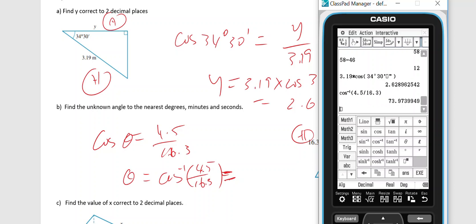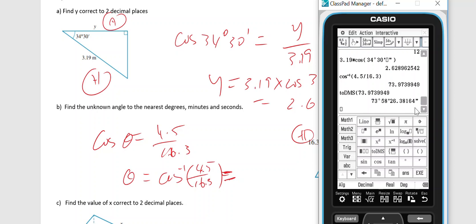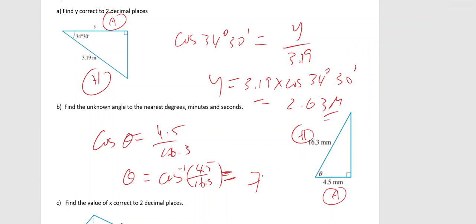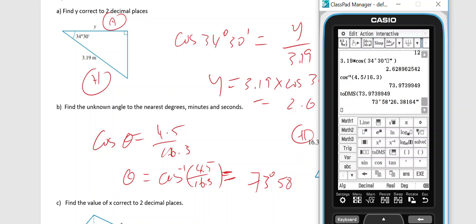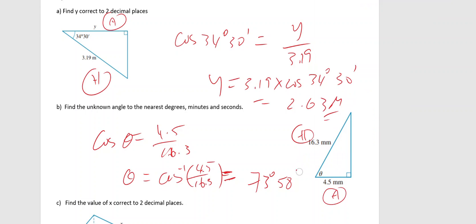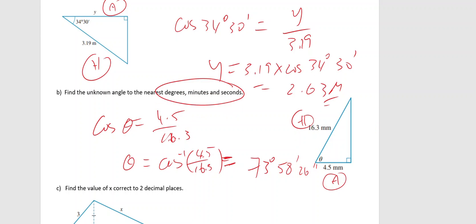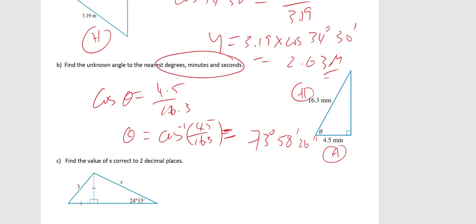It says the angle to the nearest degree minute second, so you've got to change that to DMS. Okay, so just copy and paste it onto here. Click enter. So 73 degrees, 58 minutes, and 26 seconds. Okay. So make sure you read what the question wants to present your answer in. Otherwise, you'll lose a mark.